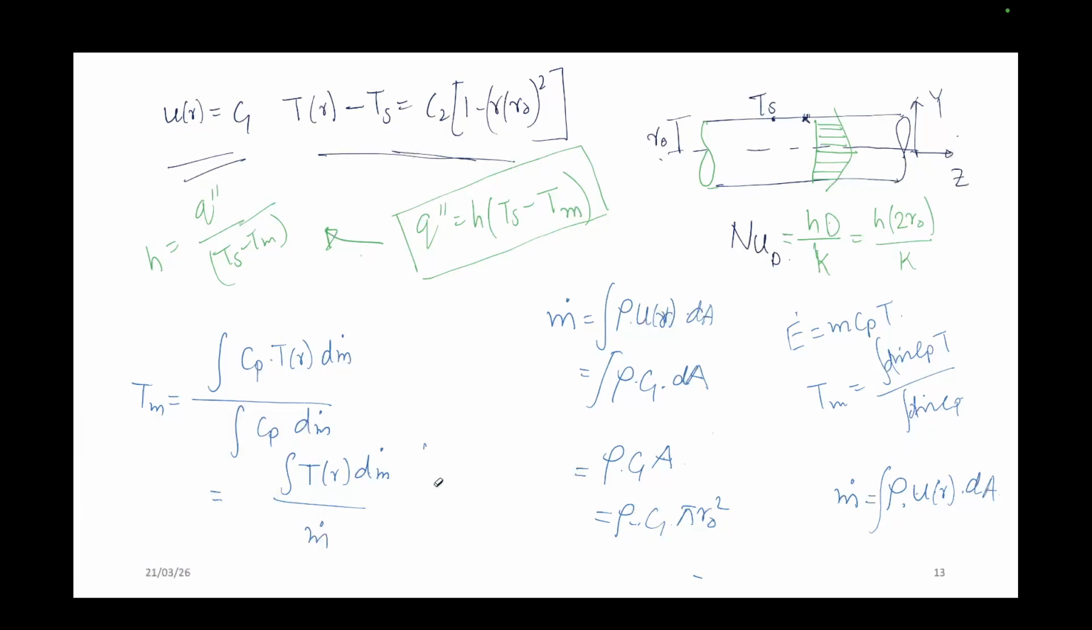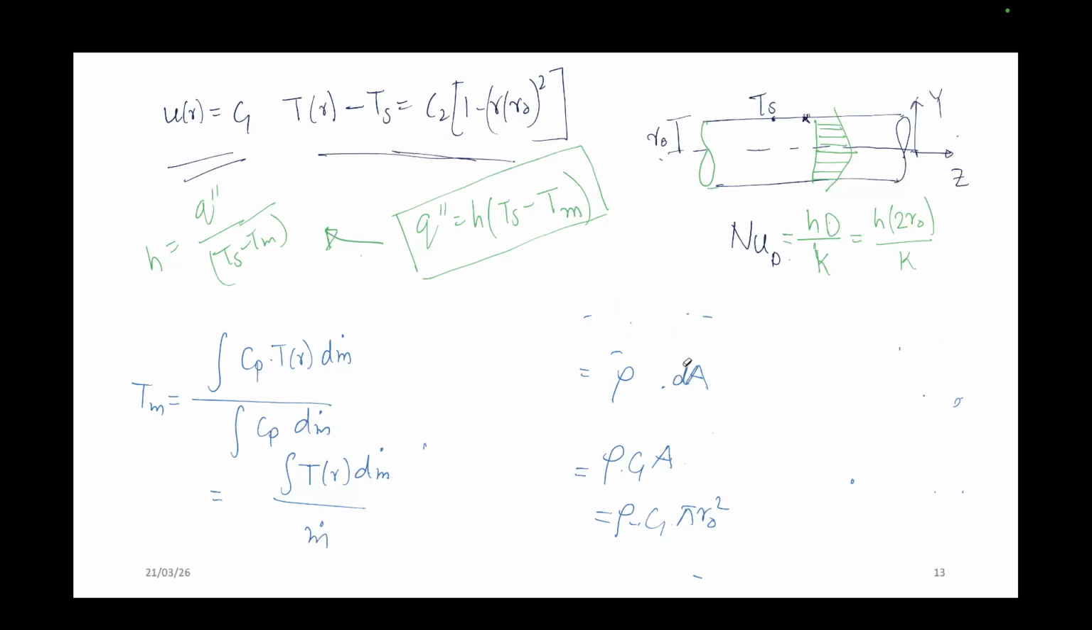Okay, this is one formula. So you can put this thing and you will get the value. Just I am erasing this thing. Just remember this thing: rho C1 pi r naught square. Okay. It is rho C1 pi r naught square. Is it clear?